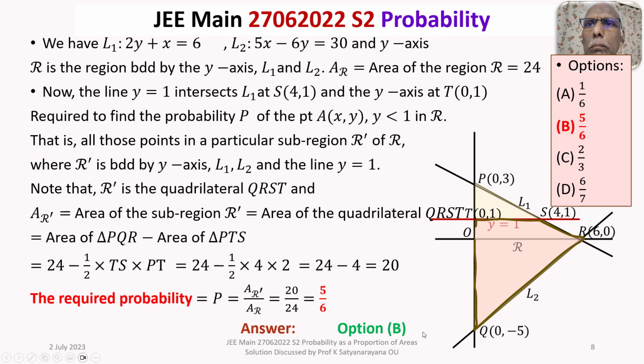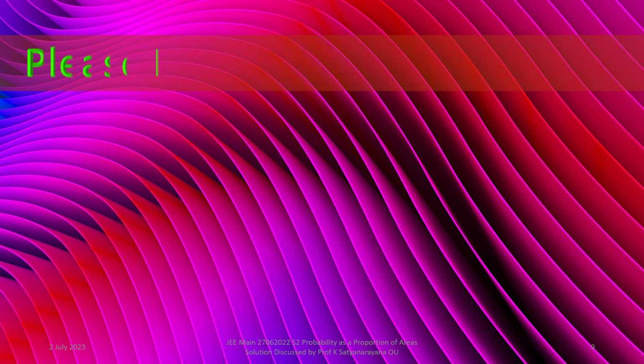And that is the detailed discussion of the solution of a problem which is based on the computing of probability as a proportion of areas from the section statistics and probability. And it is definitely an interesting question. I am sure that you have understood the solution of this problem, and I wish you all the best. Thank you.